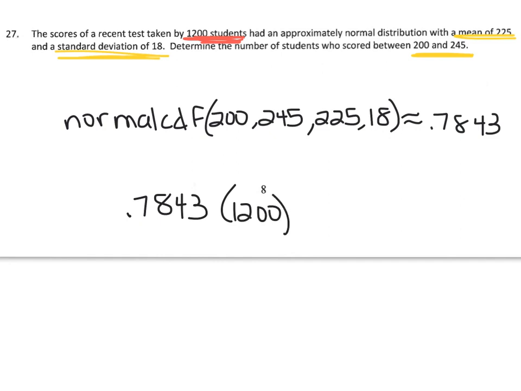And when you do, it gives you about 941.2. Now we're talking about the number of students. You can't have a decimal of a person, so you're just going to round to the nearest whole number, so that would be 941 students.